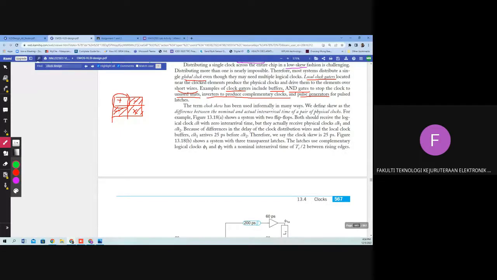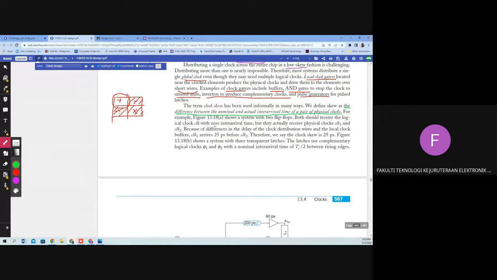Here it is mentioned that we define skew as the difference between the nominal and actual inter-arrival time of a pair of physical clocks. This is another definition of clock skew. In short, as we discussed last time, it is the difference in clock arrival time, the simplest way to say what clock skew is. The one highlighted here is more specific: the difference between the nominal and actual inter-arrival time, referring to the arrival time of a pair of physical clocks.